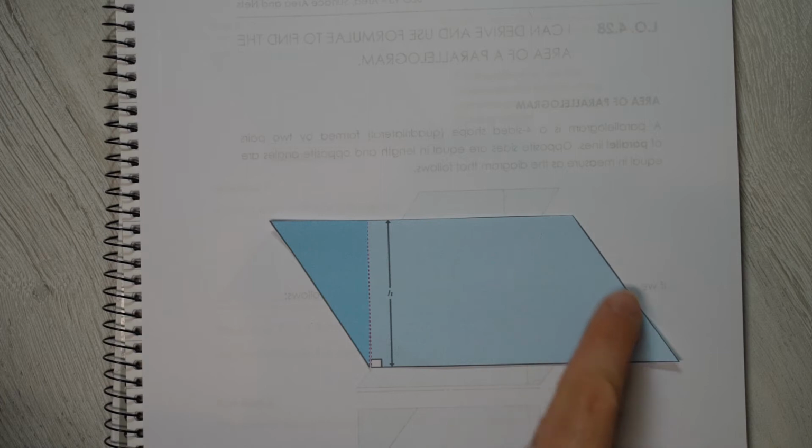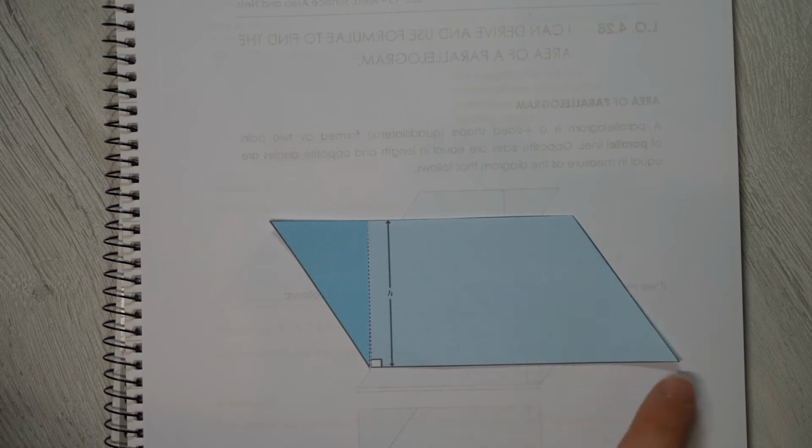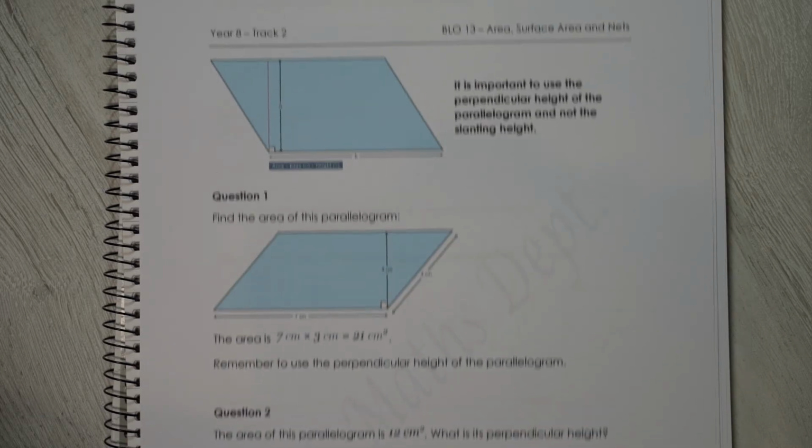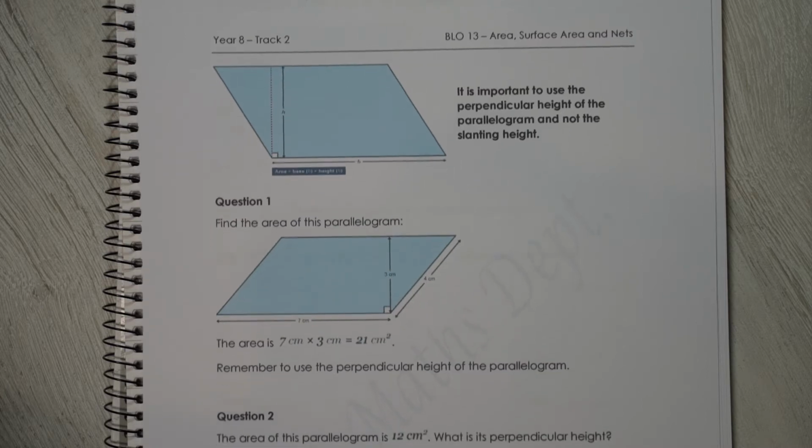Okay, so this is not the perpendicular height, because the angle between this side and the base is not 90 degrees. Okay, so to find the area of a parallelogram, we just need to multiply the base times its perpendicular height. Sorry, page 2, we have some examples. So let's start from the first one.